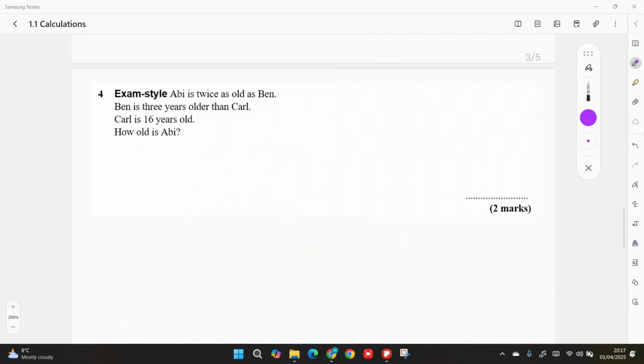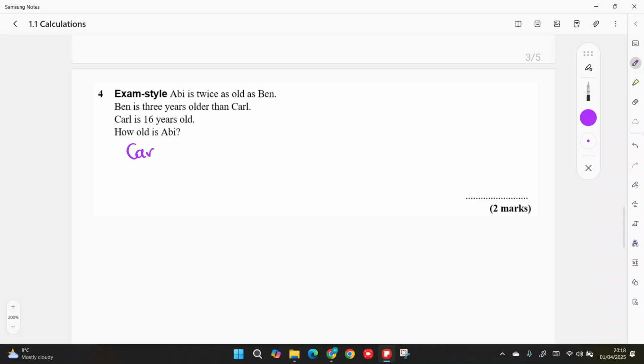For our next example, we've been given a word problem. So we have Abby is twice as old as Ben. Ben is 3 years older than Carl, and Carl is 16 years old. How old is Abby? Well, we can apply the idea of an inverse process by starting off with Carl.